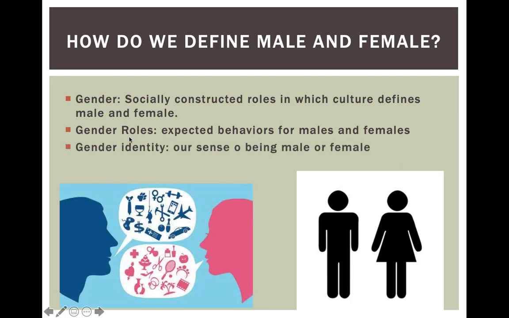And then gender identity. This is our sense of being male or female. We have a particular idea of what constructs us as male or female, and we tend to exemplify those traits outwards. So this is what's really going to help you differentiate a lot of those characteristics versus someone else in class.